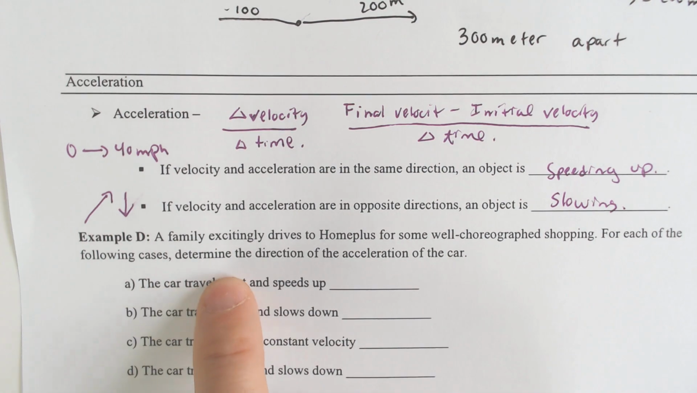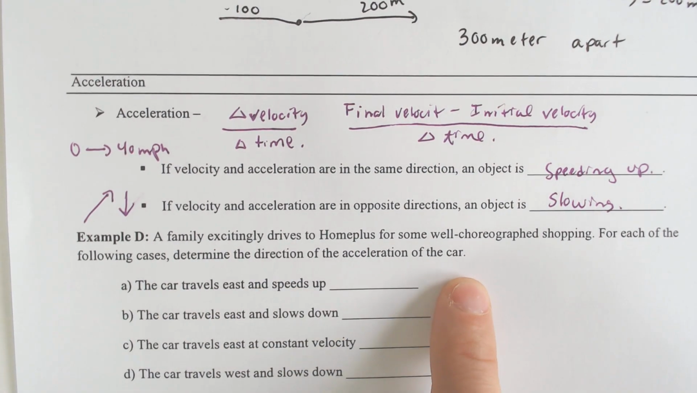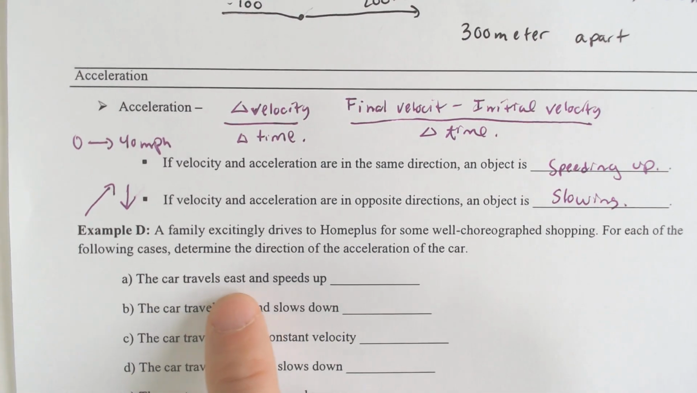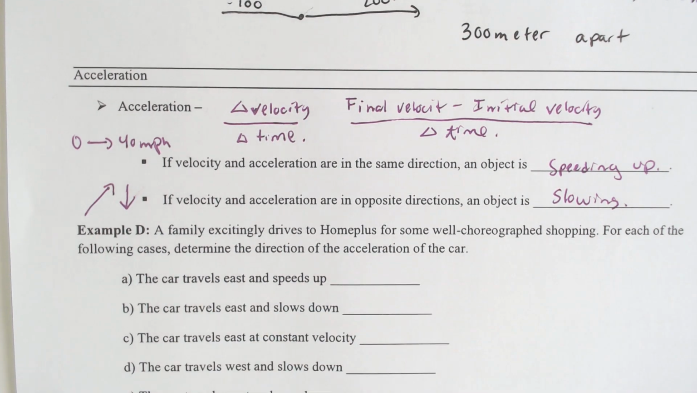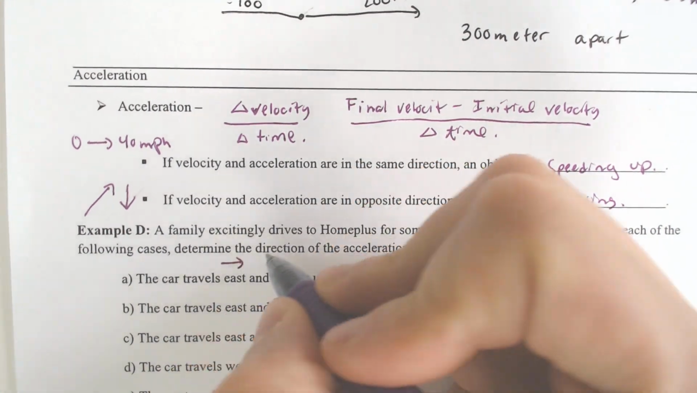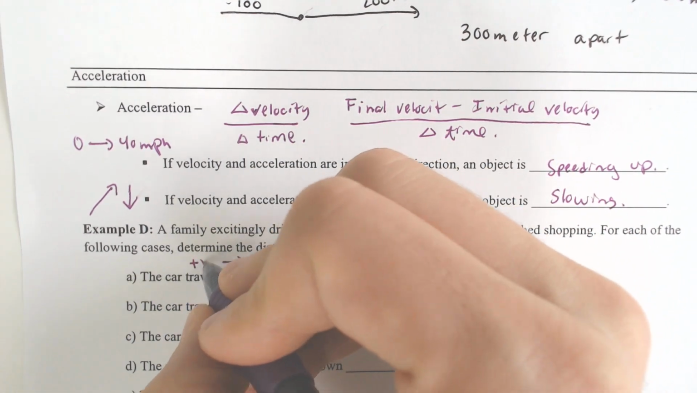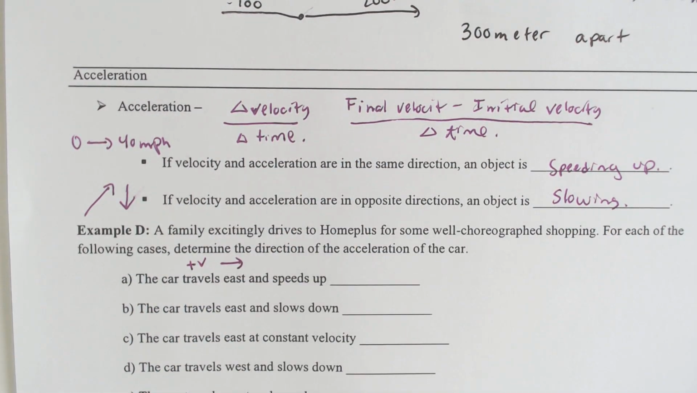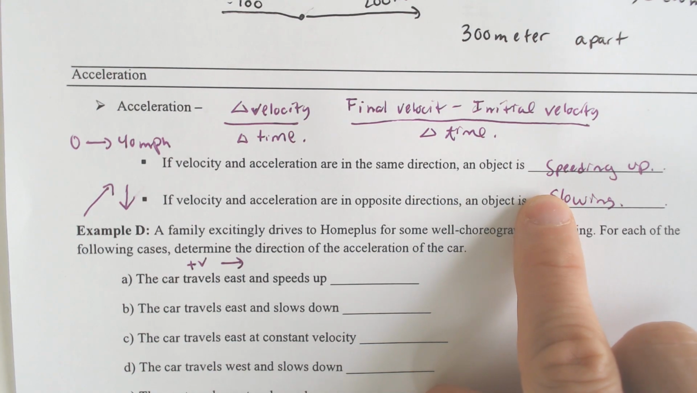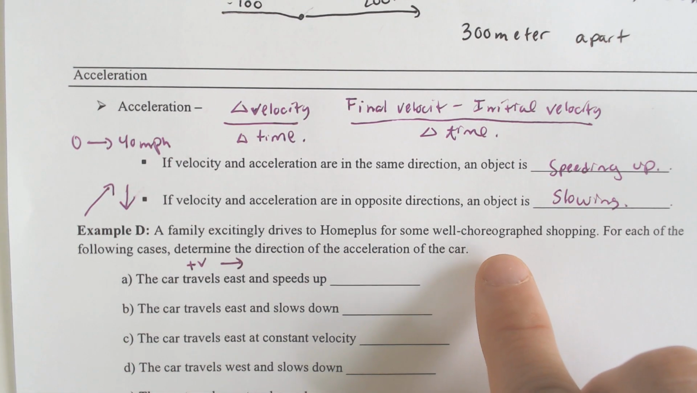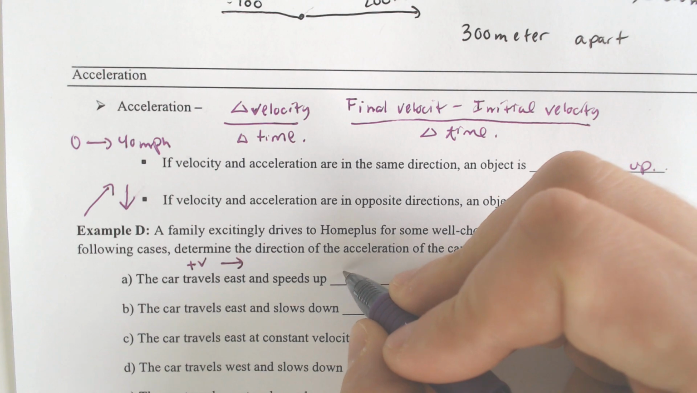So let's go through some examples. For each example, we're going to determine the direction of the acceleration of the car. So a car travels east and it is speeding up. So east is considered a positive velocity direction. Positive velocity, I'm just going to put a plus v there. And it is speeding up. Well, if it is speeding up, that would mean that the acceleration and the velocity would be going in the same direction. That means the acceleration would be also going to the right.